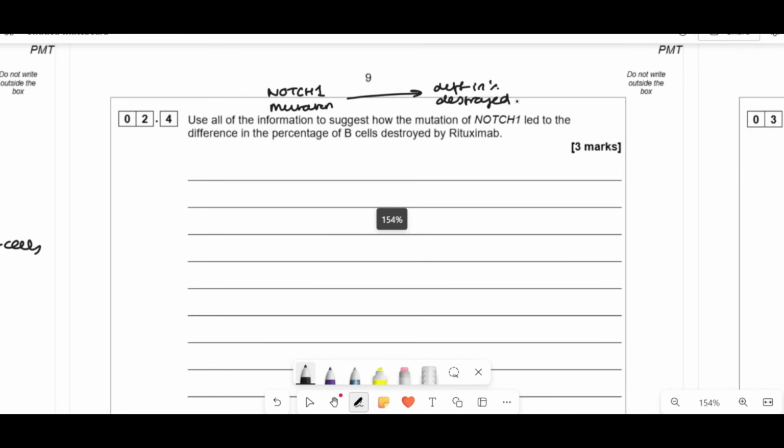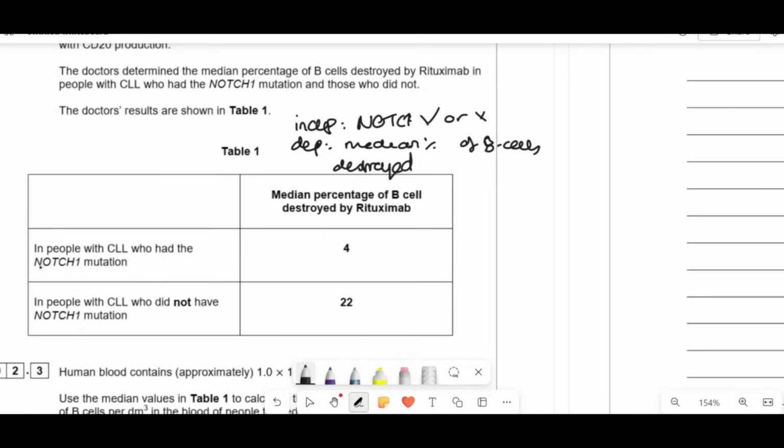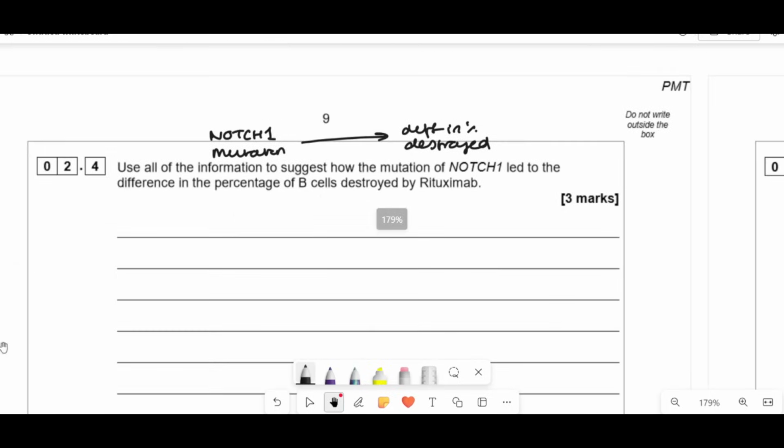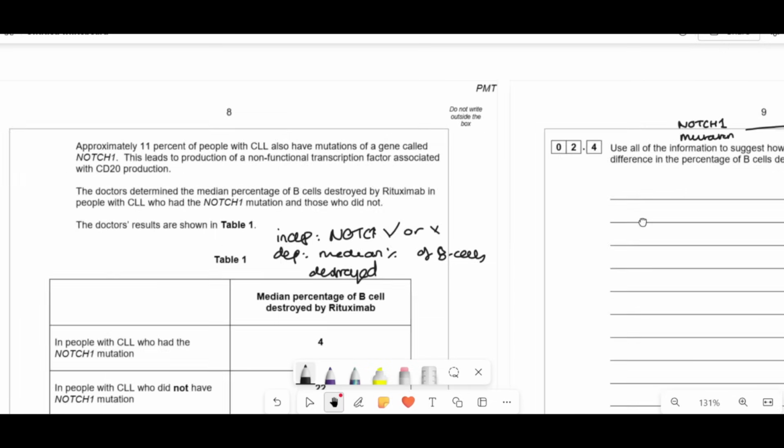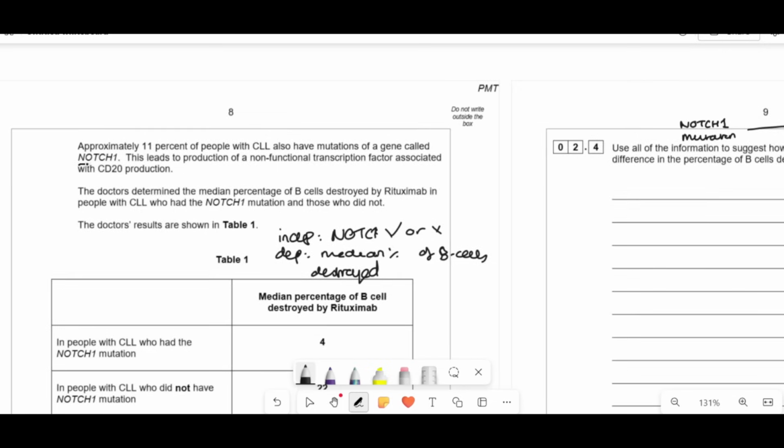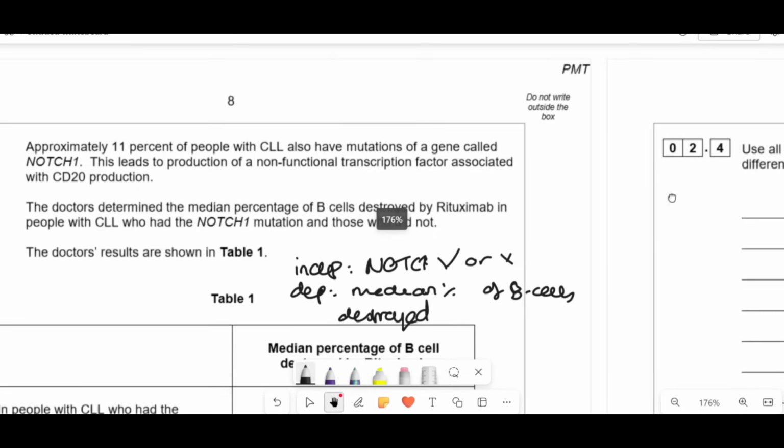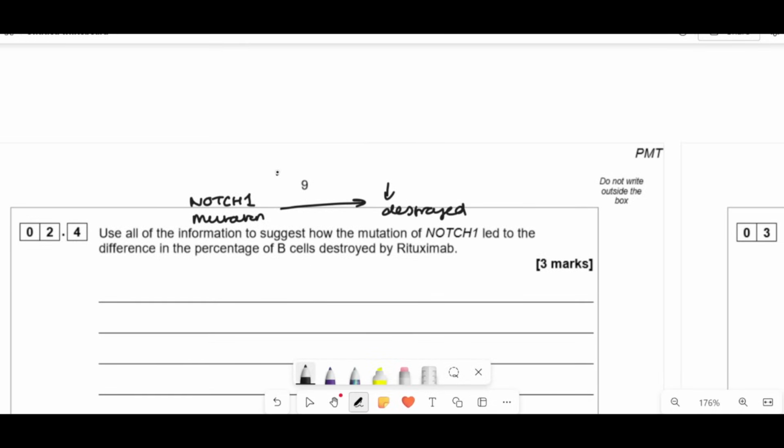So then we need to go and look at, again, just real quick, what's happening. So again, if you have this mutation, for some reason, there's less cells that are destroyed, whereas without it, more cells are destroyed, okay? So then again, Notch1 mutation means that rather than saying difference in them, it meant that fewer were destroyed. Now go back to what the Notch1 mutation is. This Notch1 leads to a non-functional transcription factor associated with CD20. So Notch1, what it does is it makes a non-working transcription factor, which for some reason means less is destroyed by rituximab, right?